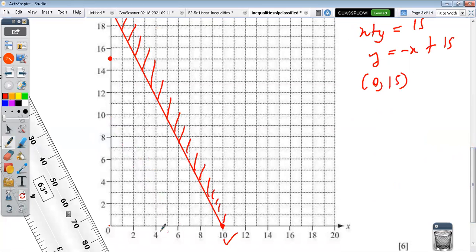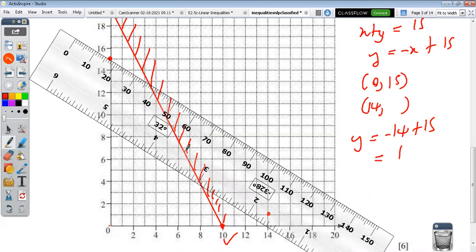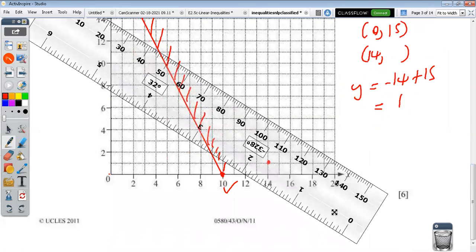Then plug in any value. You can even plug in 4. You can plug in 14. It's up to you. So I plug 14 into this. When x is equal to 14, I want to find what y is. I use that equation. Y is equal to minus 14 plus 15. If you use your calculator, you get 1. So that means 14, 1, like this. Then it's a less than or equal to, so it's a bold line. If it's simply a less than or whatever, it will be dashed. We'll talk about this.